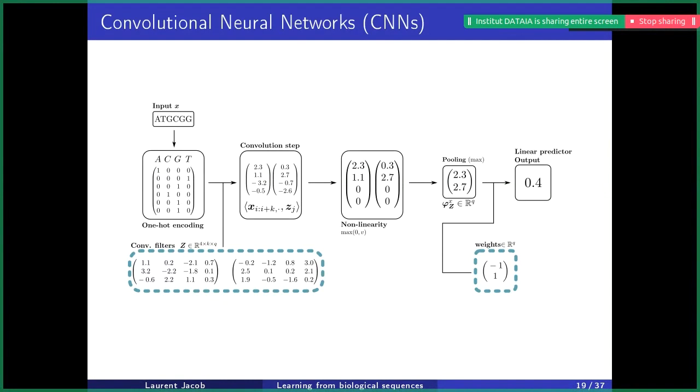And then this gives you a new representation of the sequence that you can use with maybe a linear model to give you a prediction. So these are the two parts that you learn in the network. You learn the convolution filters, you optimize them for best prediction, and you learn the weights on this representation. So in some sense, you're learning at the same time a good representation of the data, and then a classifier acting on this representation.